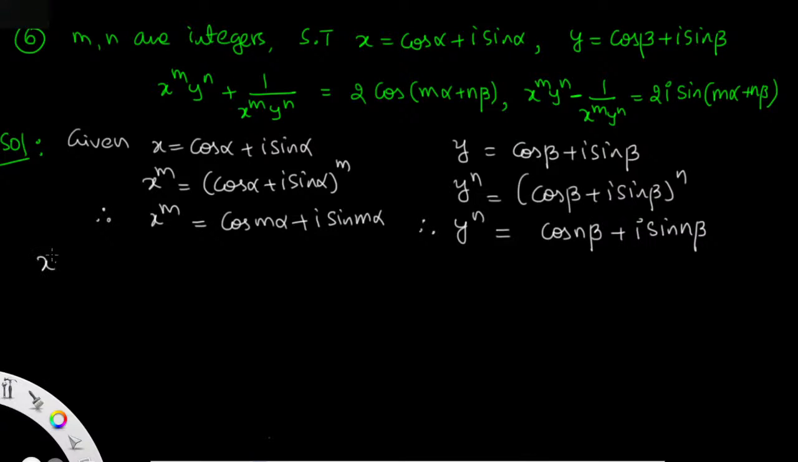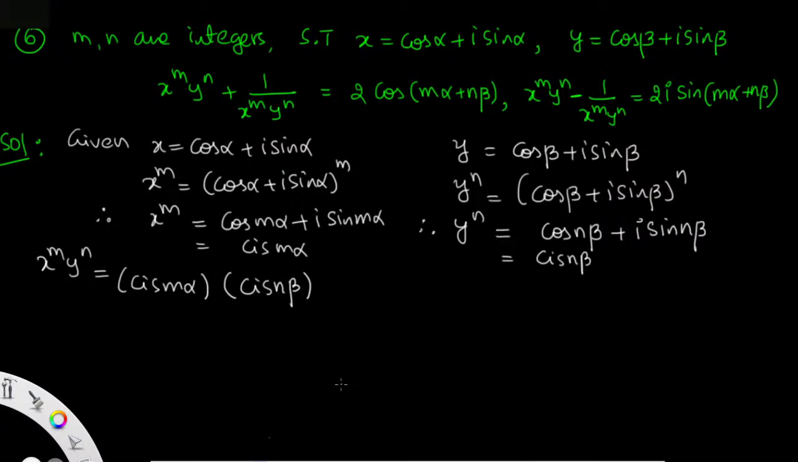Now x^m y^n, I'm writing in the short form: cis mα times cis nβ. I write it in short form only, in a simple way. So cis mα into cis nβ. Now it is in the form of cis α into cis β, so the basic formula can be applied here. That is cis(mα + nβ), since cis α into cis β is cis(α + β). Here it is mα plus nβ, so cis(mα + nβ).